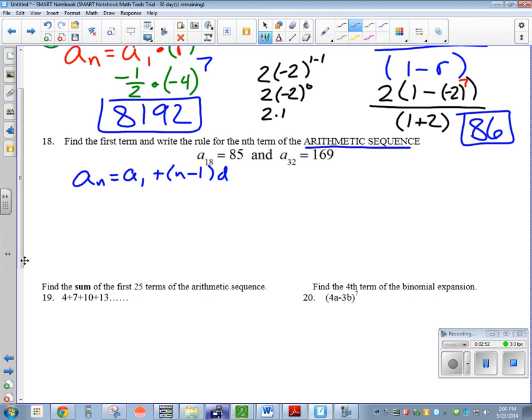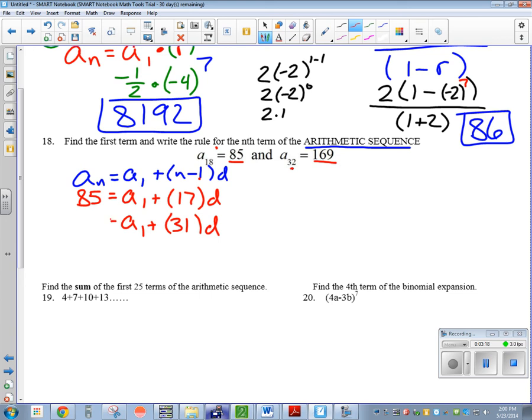The 18th term is 85. That means for n, I'm going to plug in 18. So 18 minus 1 would get me 17d. I do know it's all equal. Then I do it with the second one. I'm going to plug in 32 for n. So 32 minus 1 gets me 31d.